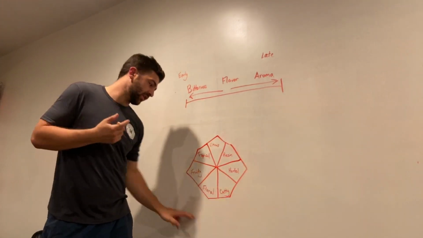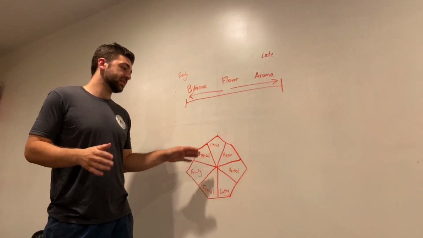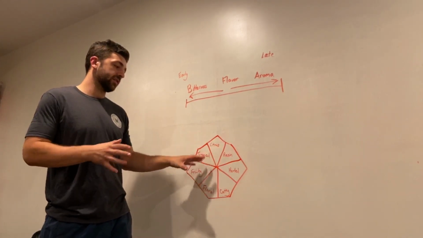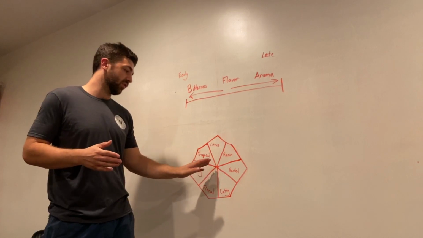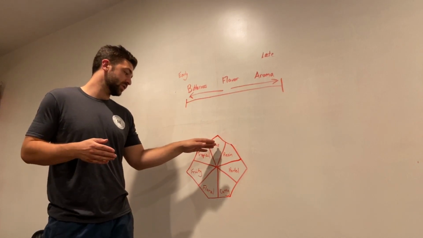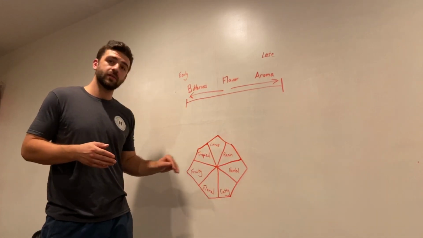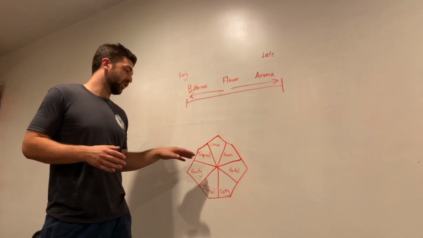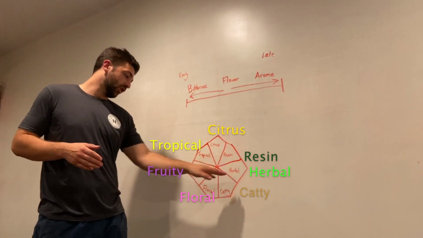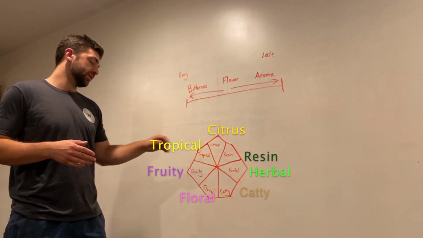So you're going to see it's kind of in a wheel. Now, no hop is going to necessarily be purely in one. It's kind of a swinging spectrum. You might have a lot of citrus notes, but you catch fruity and tropical and still have a little bit of resin. So we'll go over them real quick. We've got citrus, resin, herbal, caddy, floral, fruity, and tropical.